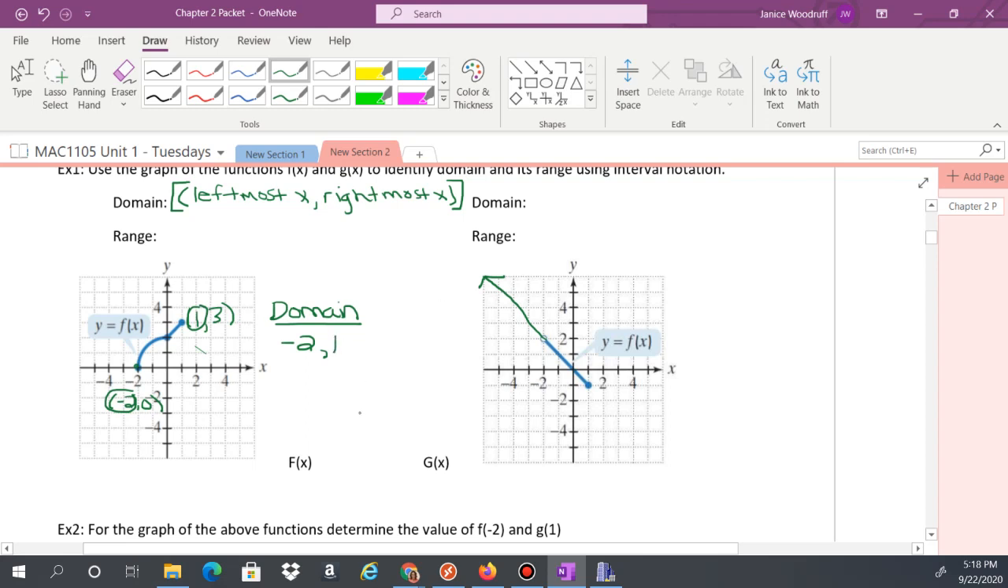Then I determine if I'm using a parentheses or bracket. So these both have closed circles, so these will both have a bracket. So my domain would be bracket -2, 1, close bracket.